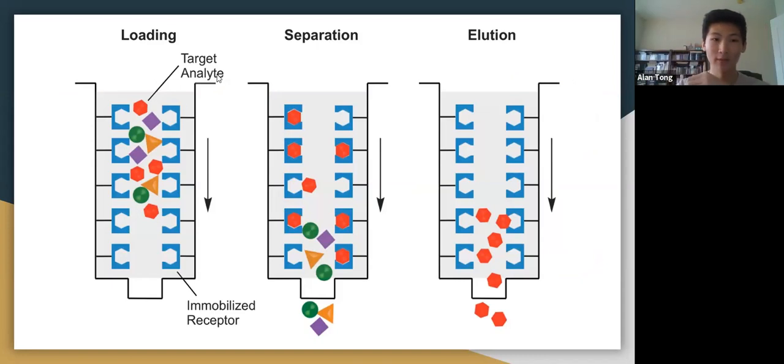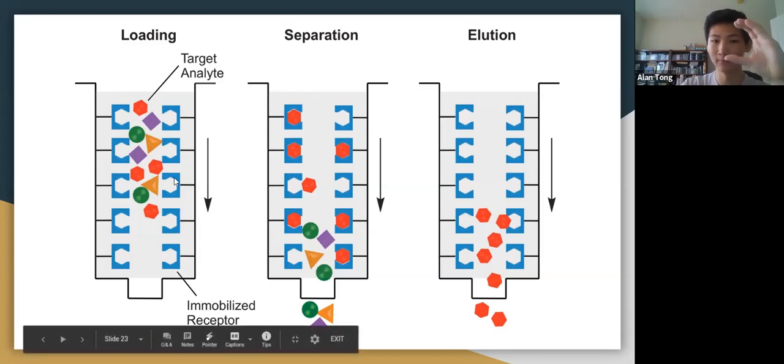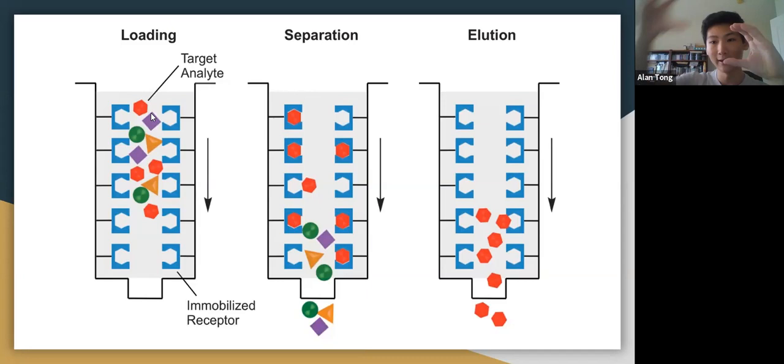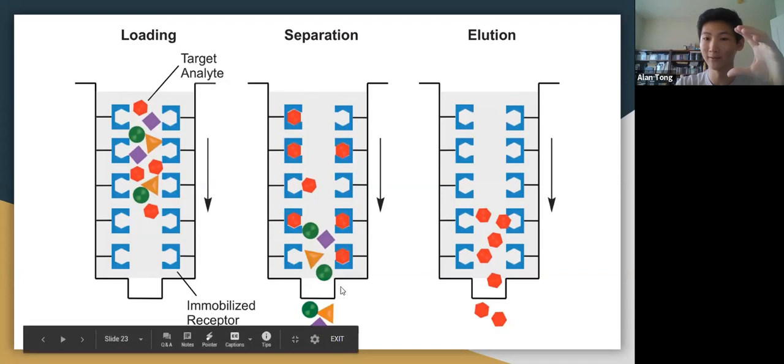And so for instance, if you have a column, again, we've seen the same thing, right? We first pour a sample in, then we wash it, then we elute. And so it turns out that if our column has a receptor and our protein has an affinity for that receptor, there's this binding event that takes place that prevents these proteins from going out, right?